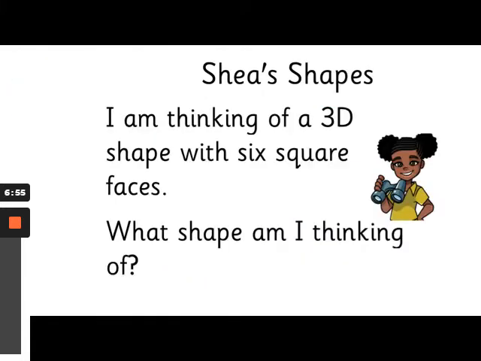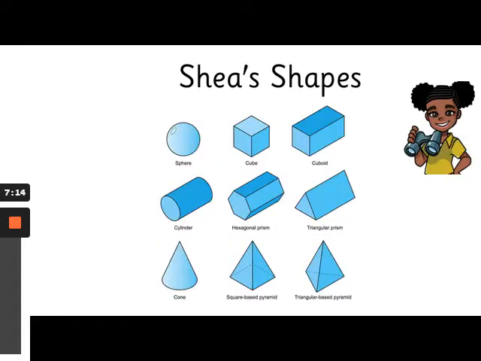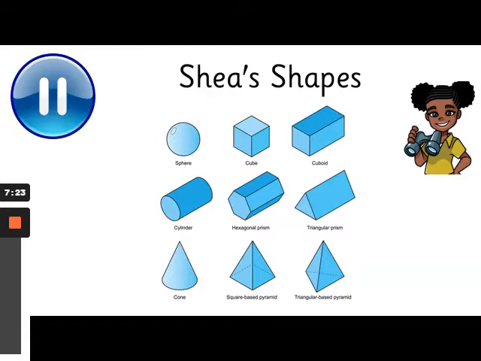Okay, so Shia says that she is thinking of a 3D shape which has 6 square faces. What shape is she thinking of? So this shape has got 6 square faces. Have a think if you can work out what 3D shape she is talking about. Have a look at the 3D shapes to remind yourselves. If you have an idea of what shape it might be, just double check your answer and look over the 3D shapes now.